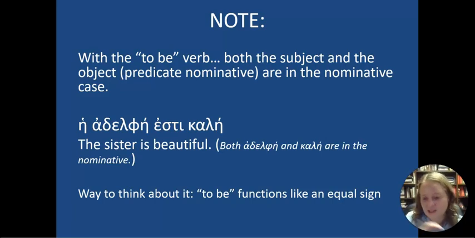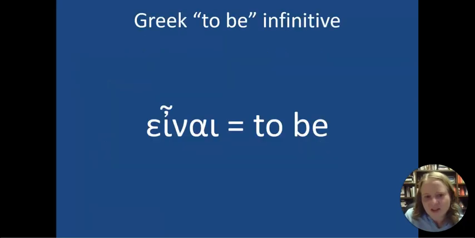Instead, you're going to guess the object is actually in the nominative because they are equal to each other. This is what this person is about, or this is what God is like. And so sister equals beautiful in this case. They're the same thing.